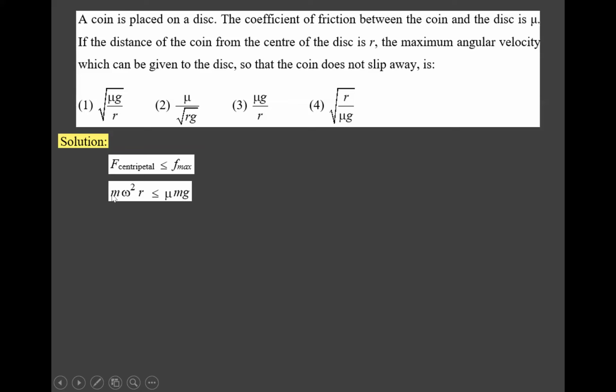So m cancels on both sides, and we want the maximum angular velocity. So here omega should be less than or equal to under root mu g upon r. So we can say the maximum permissible value for omega is under root mu g upon r. So as per the given options, our answer is option 1. Clear?